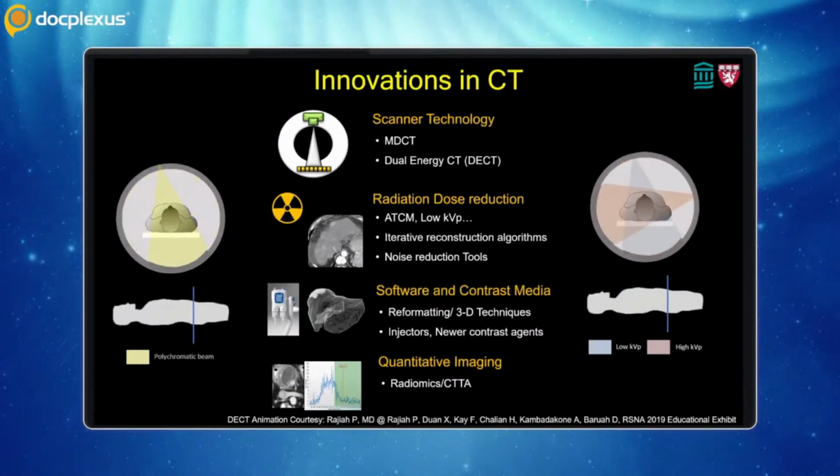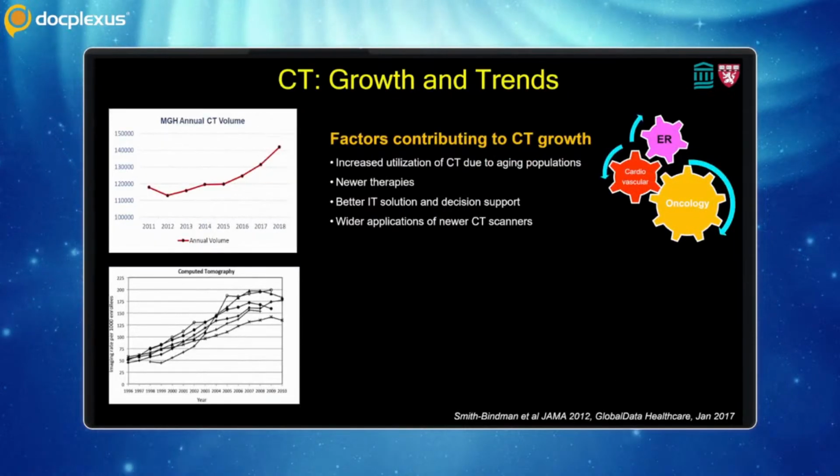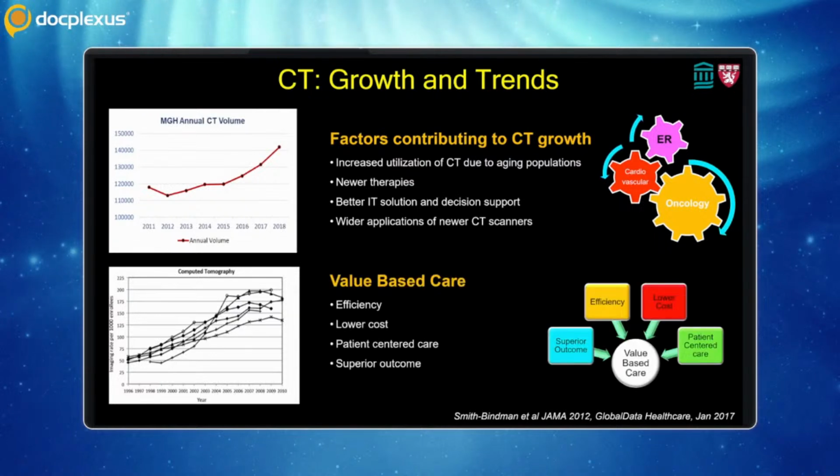Something else to keep in mind here is that if you look at the trends in the growth of CT over the past decade or so, CT has shown a consistent 10% annual growth in the past 5 years, and the annual market for CT systems was expected to grow to nearly $20 billion. Now, this growth in CT is secondary to increased utilization due to aging populations, development of newer therapies, better IT solutions, and wider applications of the newer CT scanners like the dual energy CT scanners.